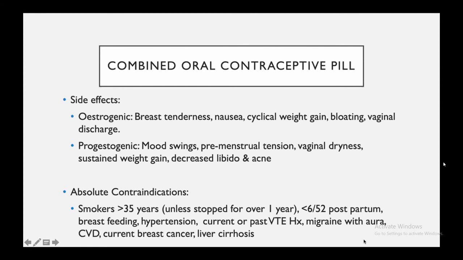So in terms of estrogen, you're going to have breast tenderness, some nausea, some cyclical weight gain, bloating, and vaginal discharge. And for your progesterone side effects, these include mood swings, premenstrual tension, vaginal dryness, sustained weight gain, decreased libido, and acne. Other side effects include headaches.